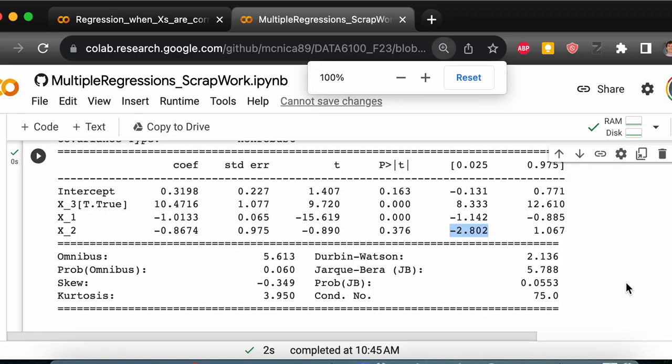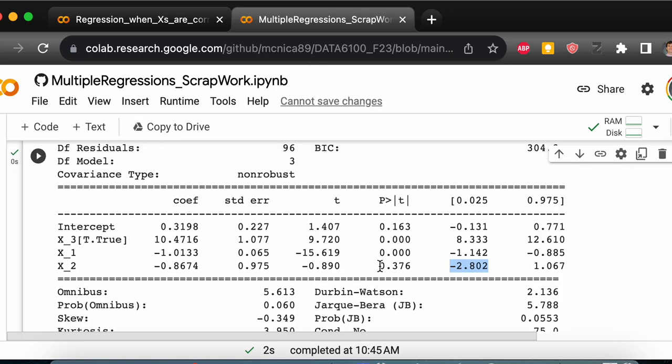X2 no longer matters. So that's what you should see here. The other way you can look at it is the p-value. The p-value is really high. That means maybe this variable doesn't matter at all.